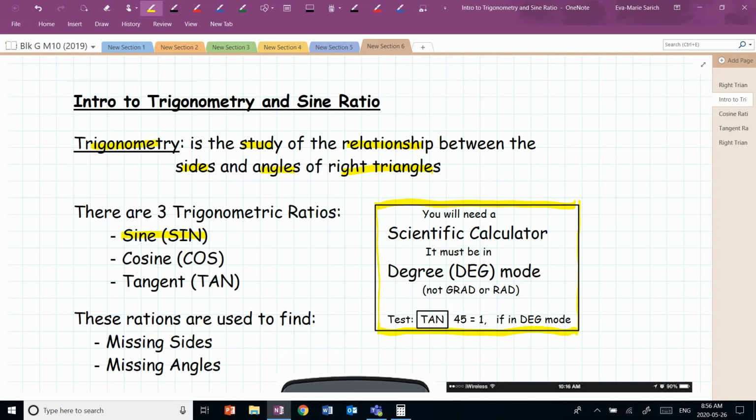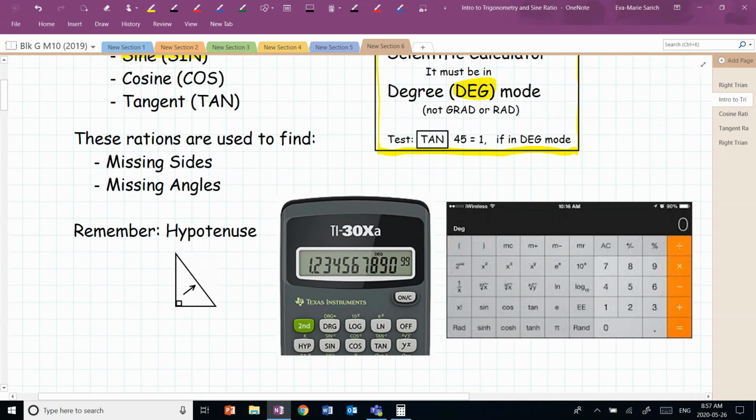Now, scientific calculators have different modes, and we need to be in degree mode, okay? Not grad and not rad, okay? Now, here's a way to test to see if you're in degree mode. So what you're going to do is find the tan button, okay? And I've got a picture of a couple of calculators here, one that is a handheld calculator.